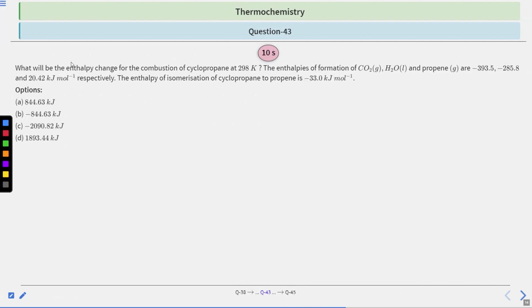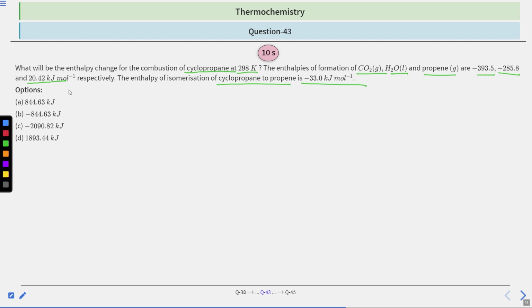Question number 43. What will be the enthalpy change for the combustion of cyclopropane at 298 Kelvin? The enthalpies of formation of CO2, H2O and propene are minus 393.5, minus 285.8 and 20.42 kilojoule per mole respectively. The enthalpy of isomerization of cyclopropane to propene is also given, which is minus 33 kilojoule per mole. So we have to find out the enthalpy change for the combustion of cyclopropane.